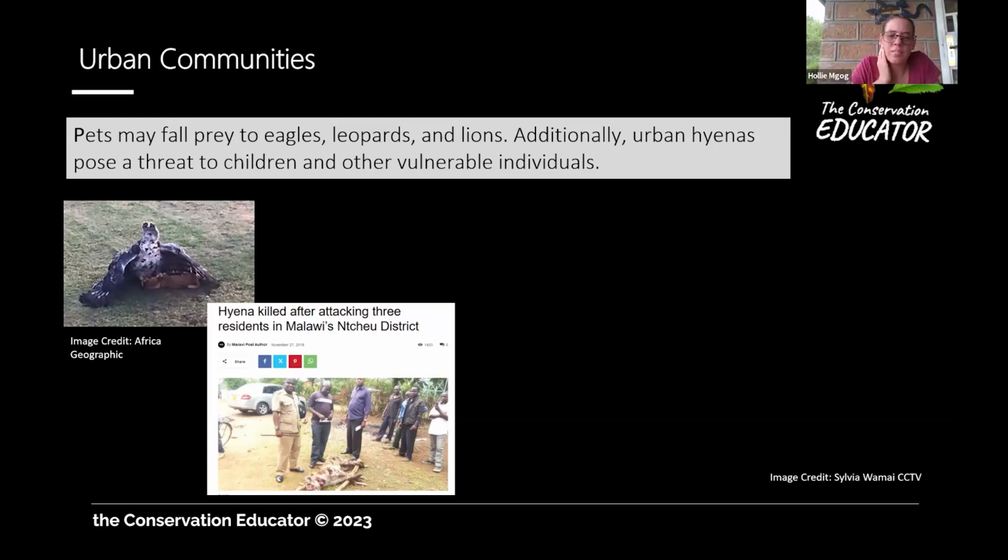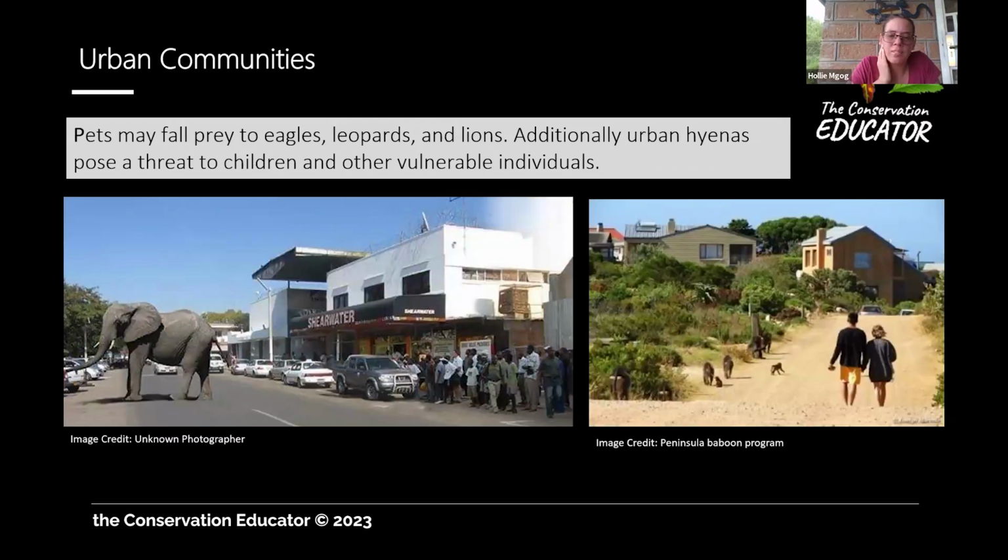So this is conflict here in urban areas as well. Here is an old photo of Victoria Falls, and this regularly happens. If you've been into Victoria or Livingstone, the elephants will walk through town. And you can see there how many people have collected, and you can see how the cars are lining the road, so that can cause a conflict situation. On the right, you can see the Peninsula Baboon Program in Cape Town. There's huge baboon conflict within the Cape Town areas, which is a big problem.